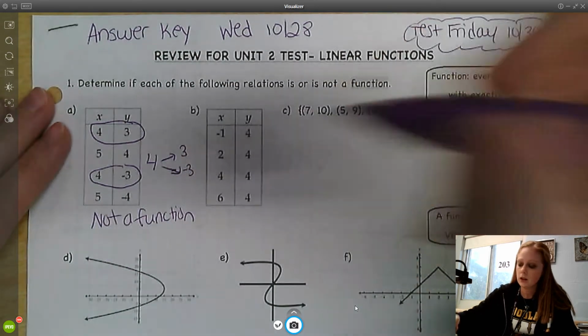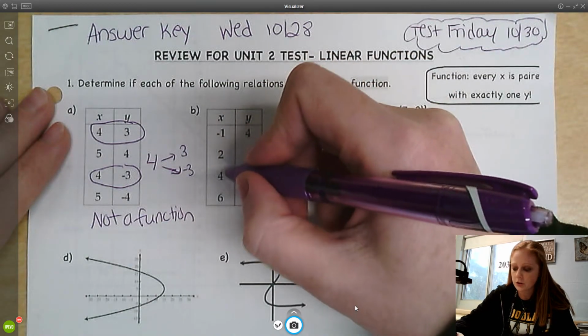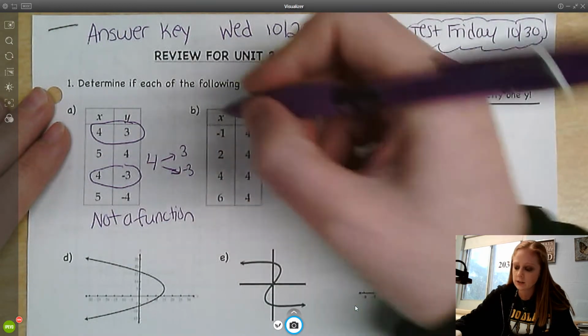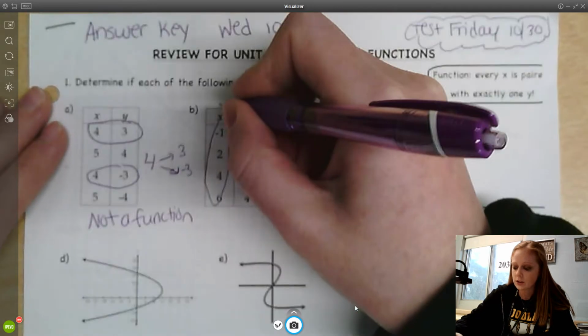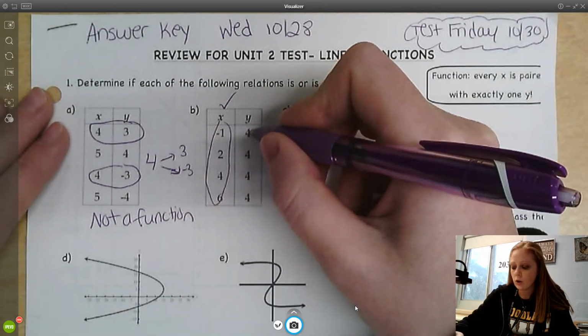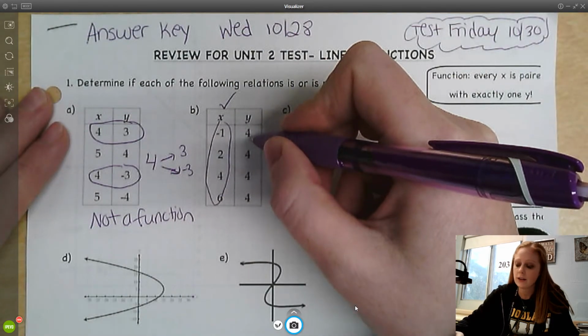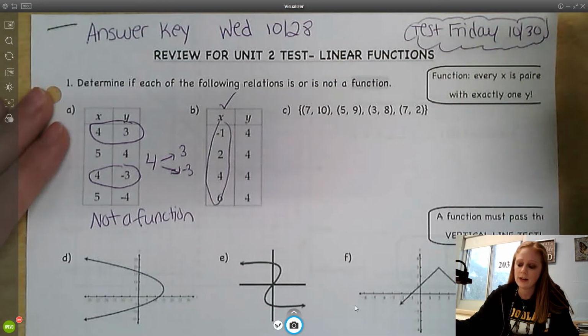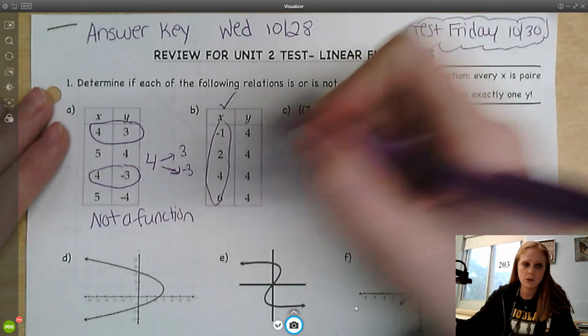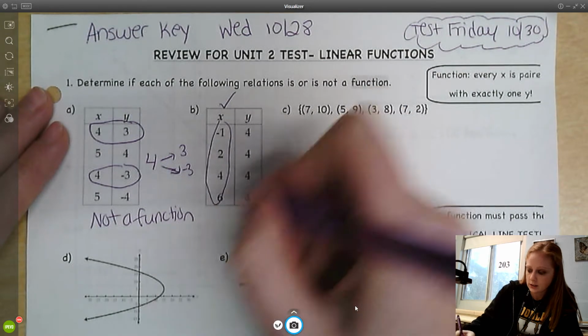All right, let's look at B. An x of negative 1, an x of 2, an x of 4, and an x of 6. All of those x's are different. Sure, they all have a y of 4, but that's okay because the x's are the ones that can't repeat. So the y's are allowed to. That's totally fine. So yes, this is a function.